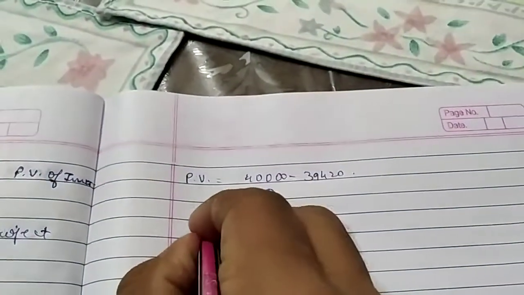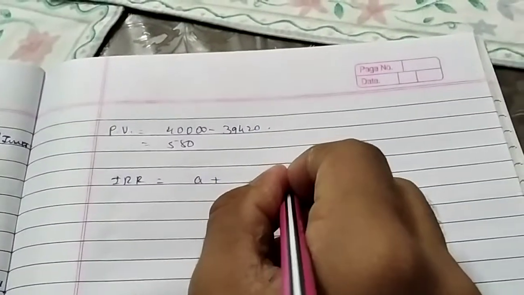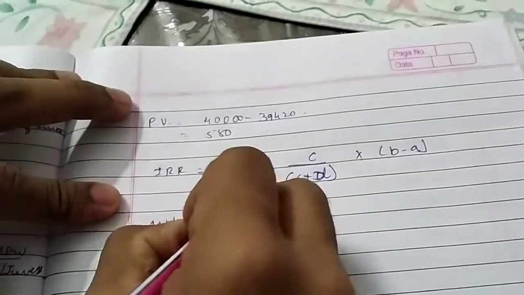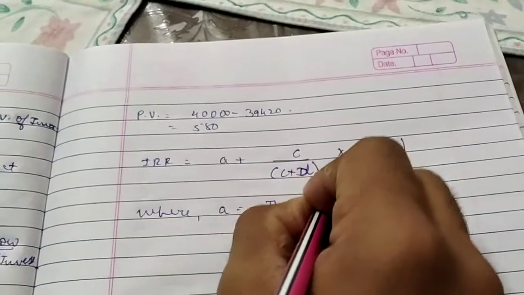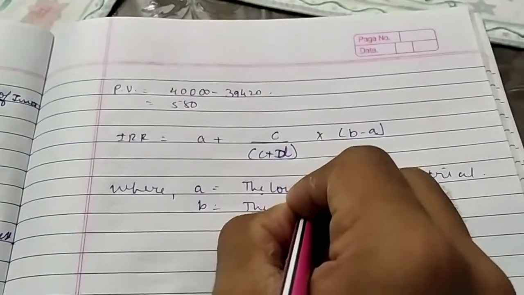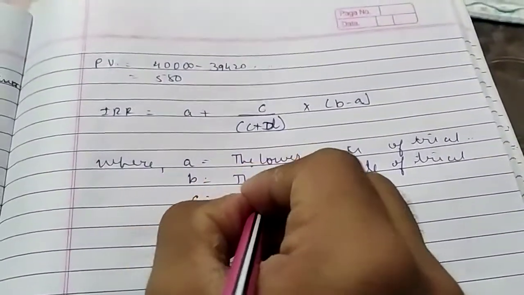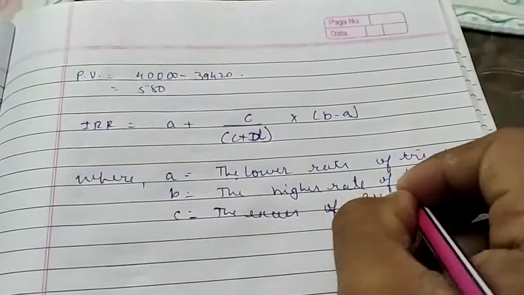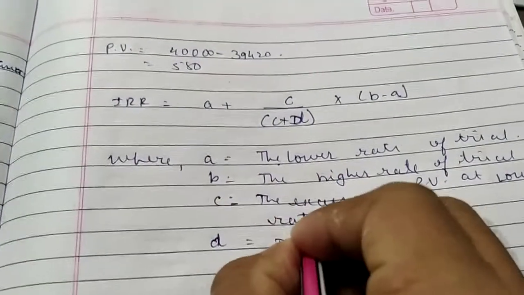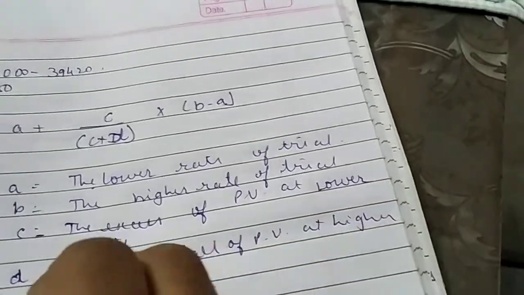And now to find the internal rate of return, the formula is A plus C divided by C plus D into B minus A, where A equals the lower rate of trial, B equals the higher rate of trial, C equals the excess of PV at lower rate, and D equals the shortfall of PV at higher rate.